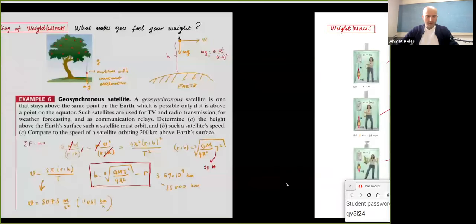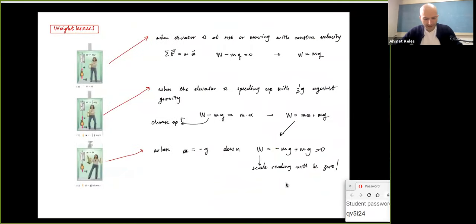Wonderful. So I want to talk about weightlessness a little bit more, and let's consider this toy experiment. Imagine you are in an elevator, and imagine there's a scale in the elevator, like this. And on this scale, there is some mass hanging. So you can look at the reading, and you can decide the weight of this mass. Let's start with the simplest case. The elevator is at rest, or it could be moving with constant velocity. It's the same.